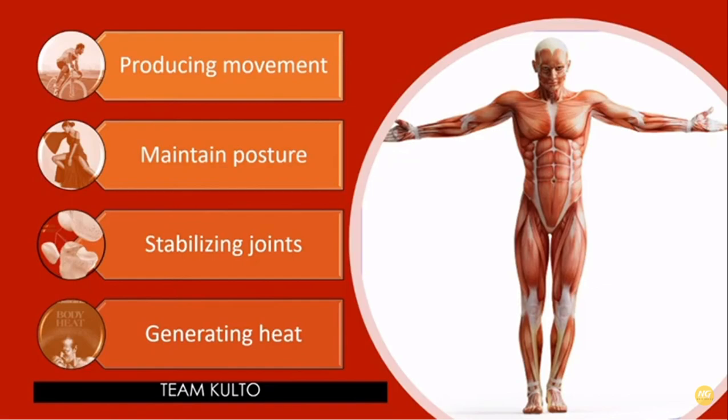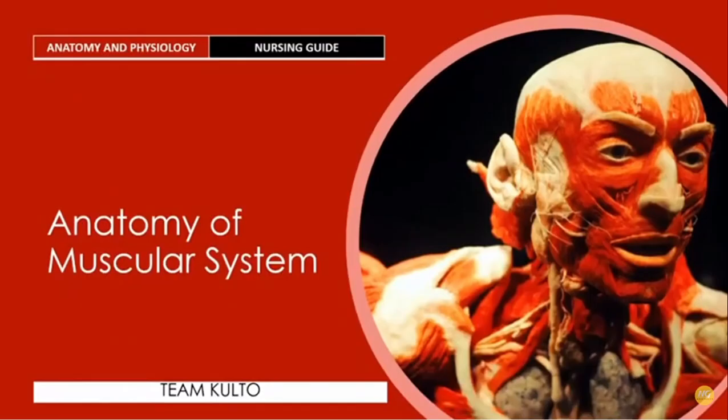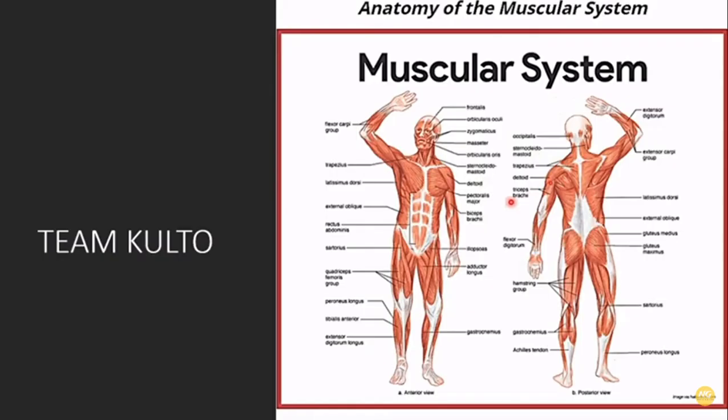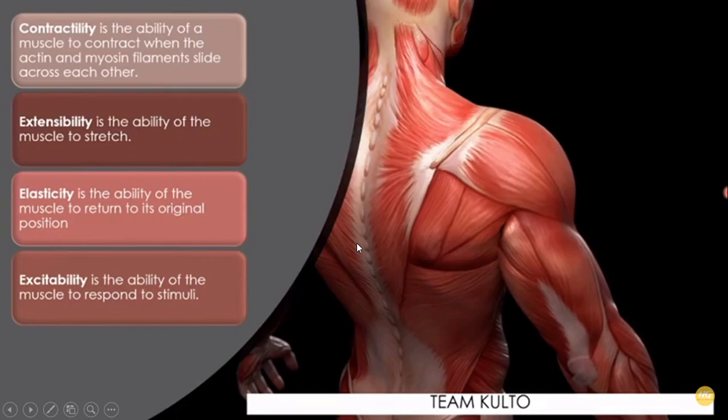And we're going to talk about the anatomy of the muscular system. So now, this is just an illustration that will show you the muscular system. Basically, this is the muscles of your body, the front, and of course the back. So next, what are the four common muscle characteristics?